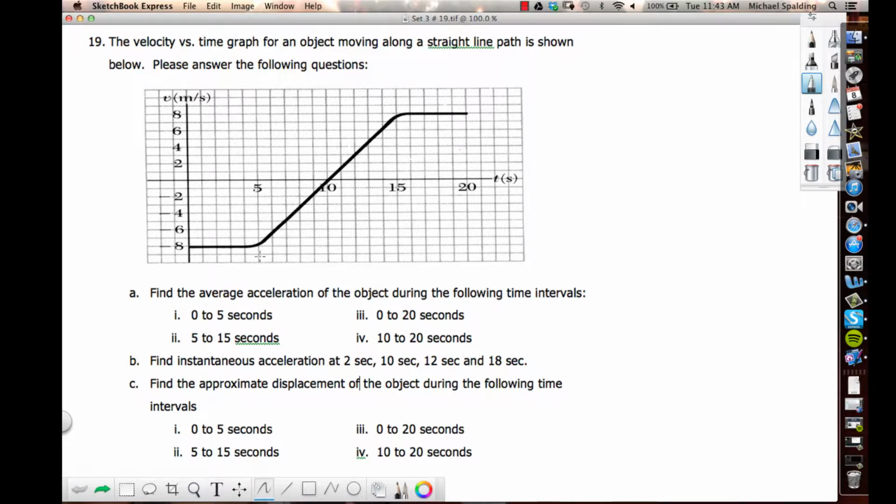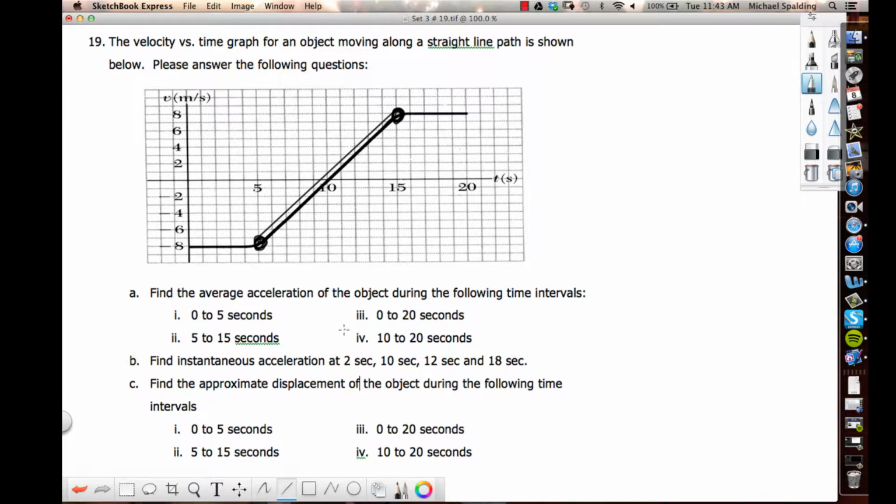From 5 seconds, which is here, to 15 seconds, which is there. What's his average acceleration going to be? 1.6. It's going to be the slope. So what you do is you connect those 2 points with a straight line. Boom. Take the slope of that, and that's his average acceleration. 1.6. Is it 1.6? Yeah.